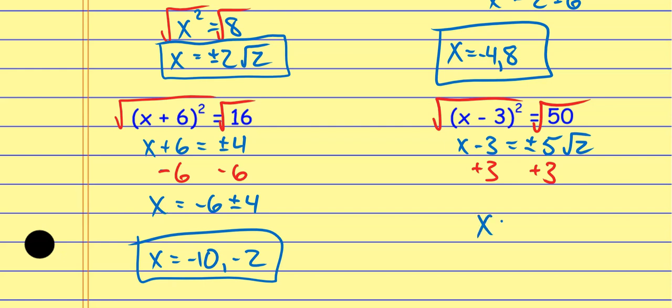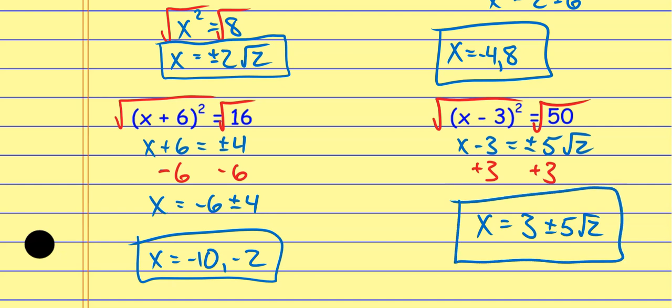And from here, if I do the same thing that I've been doing, that's 3 plus or minus 5 root 2. And from here, I've been simplifying that further, but really these are not like radical terms, so I can't combine these. I can't go any further.